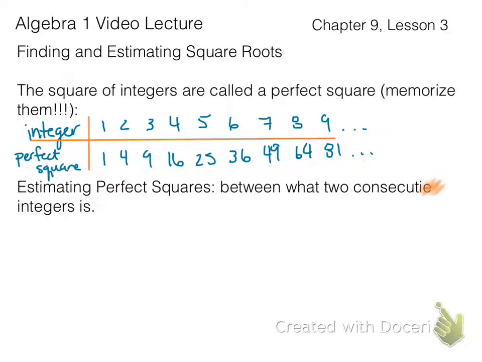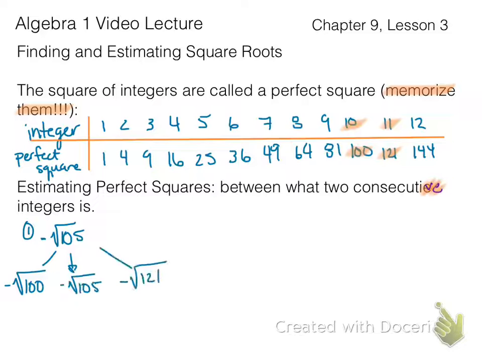There we go, consecutive integers. We want to do negative square root of 105. Well, if you think about it, we know that the perfect square of 10 is 100 and the perfect square of 11 is 121. Well, 105 just happens to be between them. So the square root of negative 105 is between the square root of 100 and the square root of 121, which means it's in between the answers of negative 10 and negative 11.